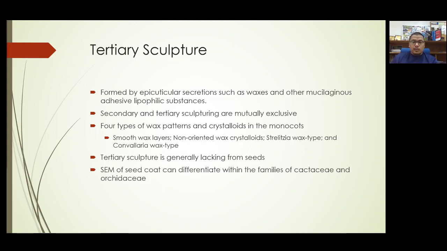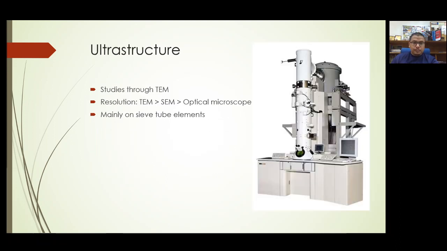Same goes to the Orchidaceae. The family can be characterized using dust seeds, which show microstructural diversity of the seed coat. Ultrastructure studies have been discerned through transmission electron microscopy, or TEM. As comparison, the resolution power of SEM is 20 times as good as an optical microscope, but the SEM is 20 times lesser than TEM.